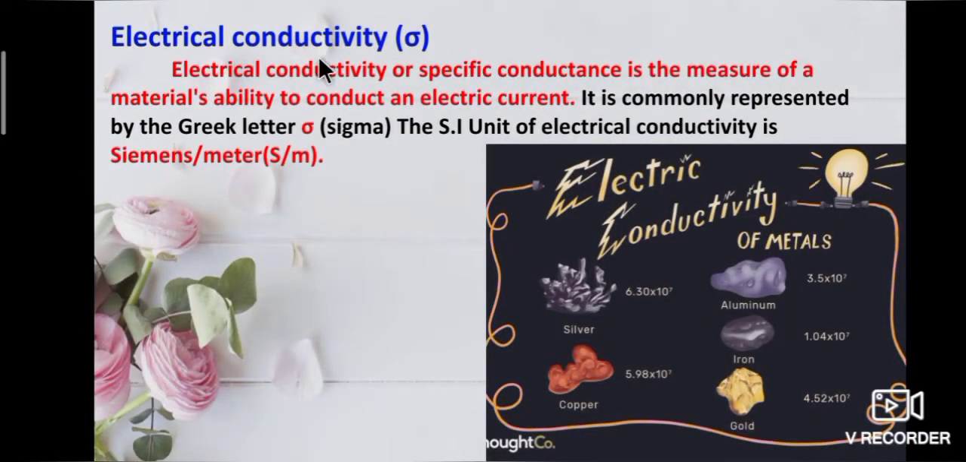Next, electrical conductivity. Electrical conductivity or specific conductance is the measure of a material's ability to conduct an electric current. It is commonly represented by the Greek letter sigma. The SI unit of electrical conductivity is Siemens per meter. Example, silver, copper, aluminium, iron and gold are materials with the ability to conduct electric current.